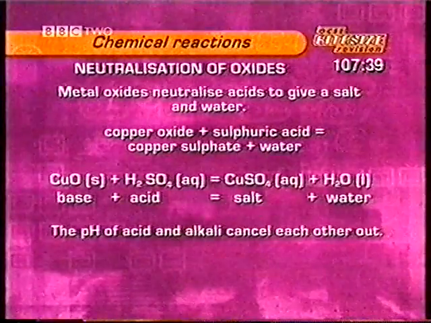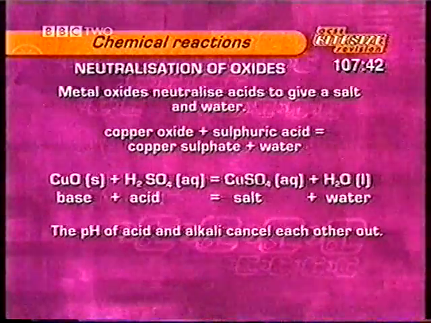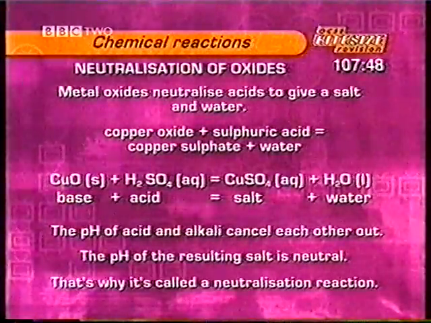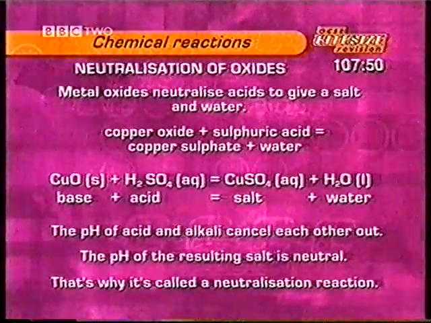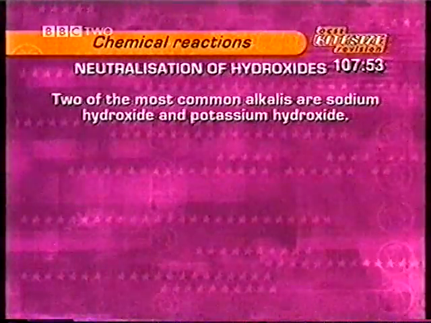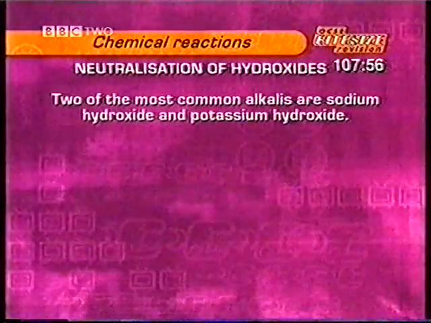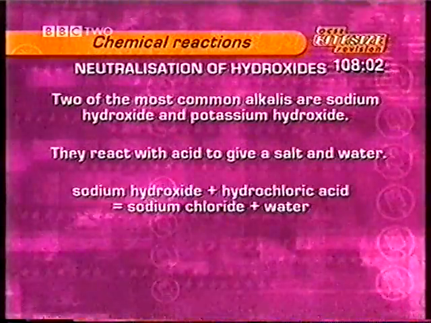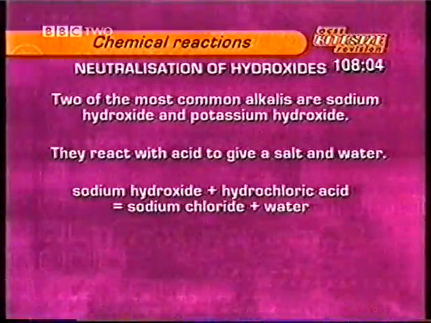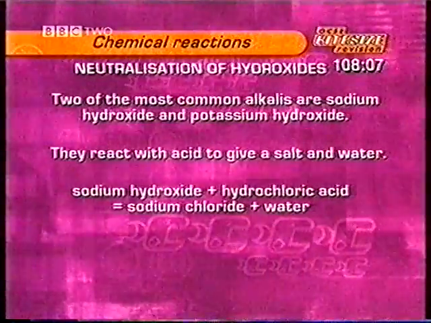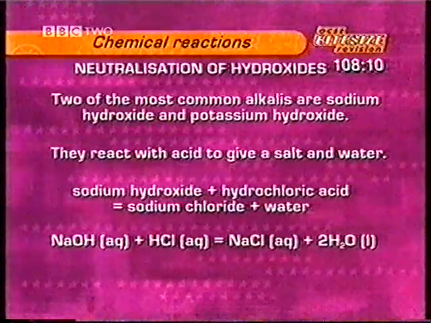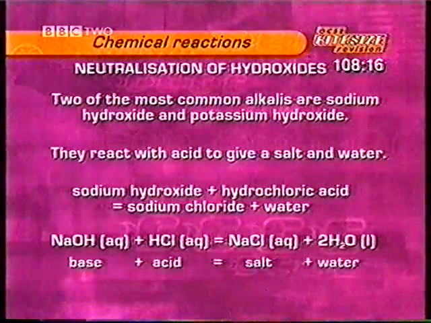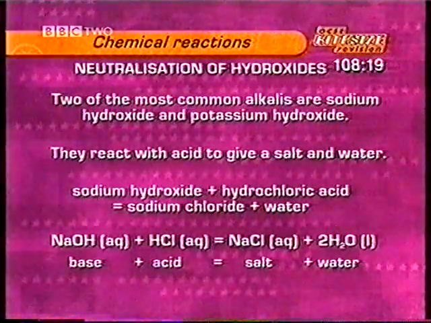Combined in the correct proportions, the pH of the acid and alkali cancel each other out, and the pH of the resulting salt is neutral. That's why it's called a neutralization reaction. Two of the most common alkalis are sodium hydroxide and potassium hydroxide. They also react with acid to give us salt and water. Sodium hydroxide and hydrochloric acid give sodium chloride and water. NaOH plus HCl gives NaCl plus 2H2O. That's base plus acid gives salt plus water.